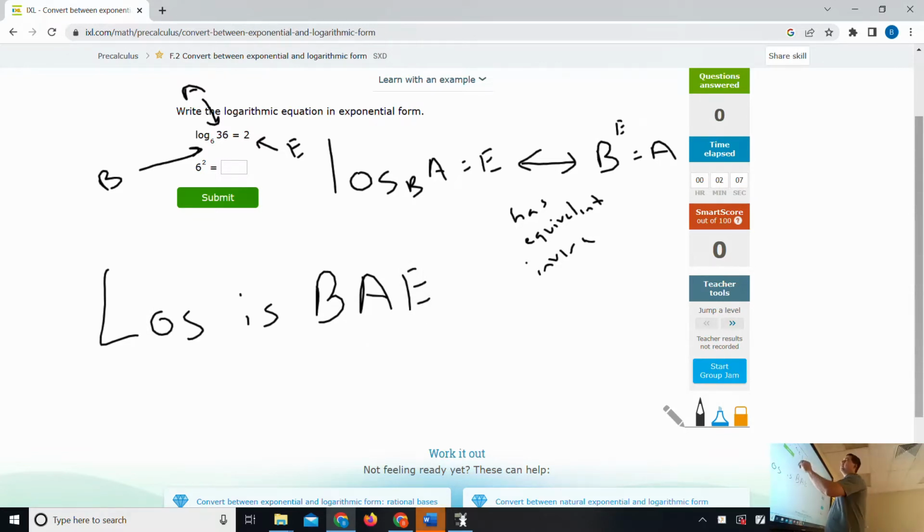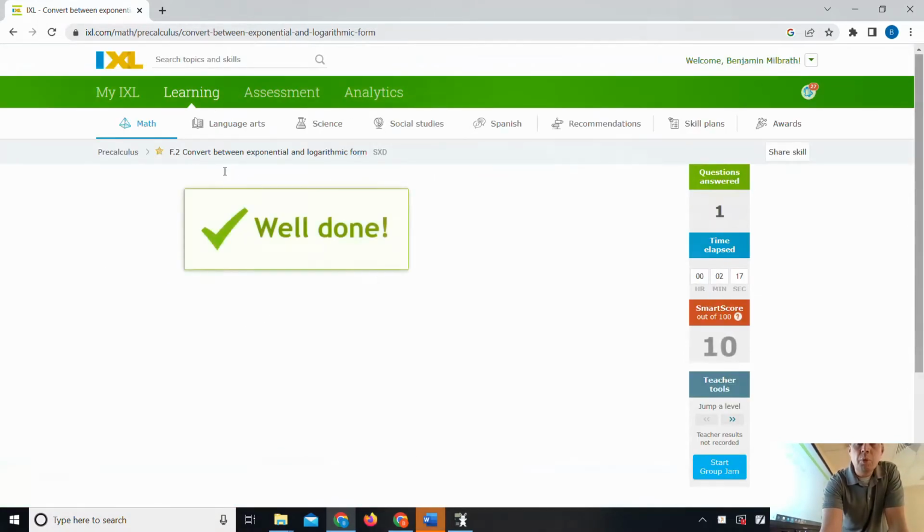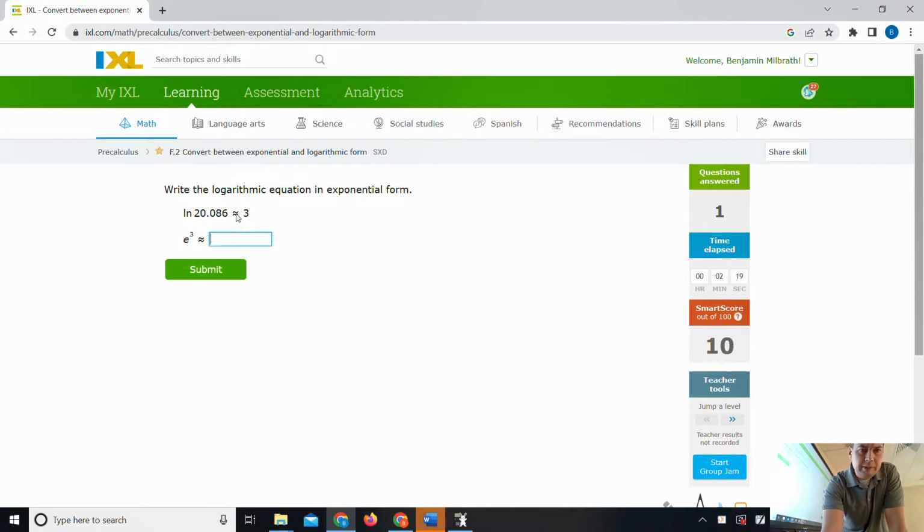So all you gotta do here is put in the 36. It's the missing number. I mean, it's not meant to be a hard problem. Just put in the missing number. That'll probably get us up to a 20 if we do this a couple times. Well done, Milbrath.